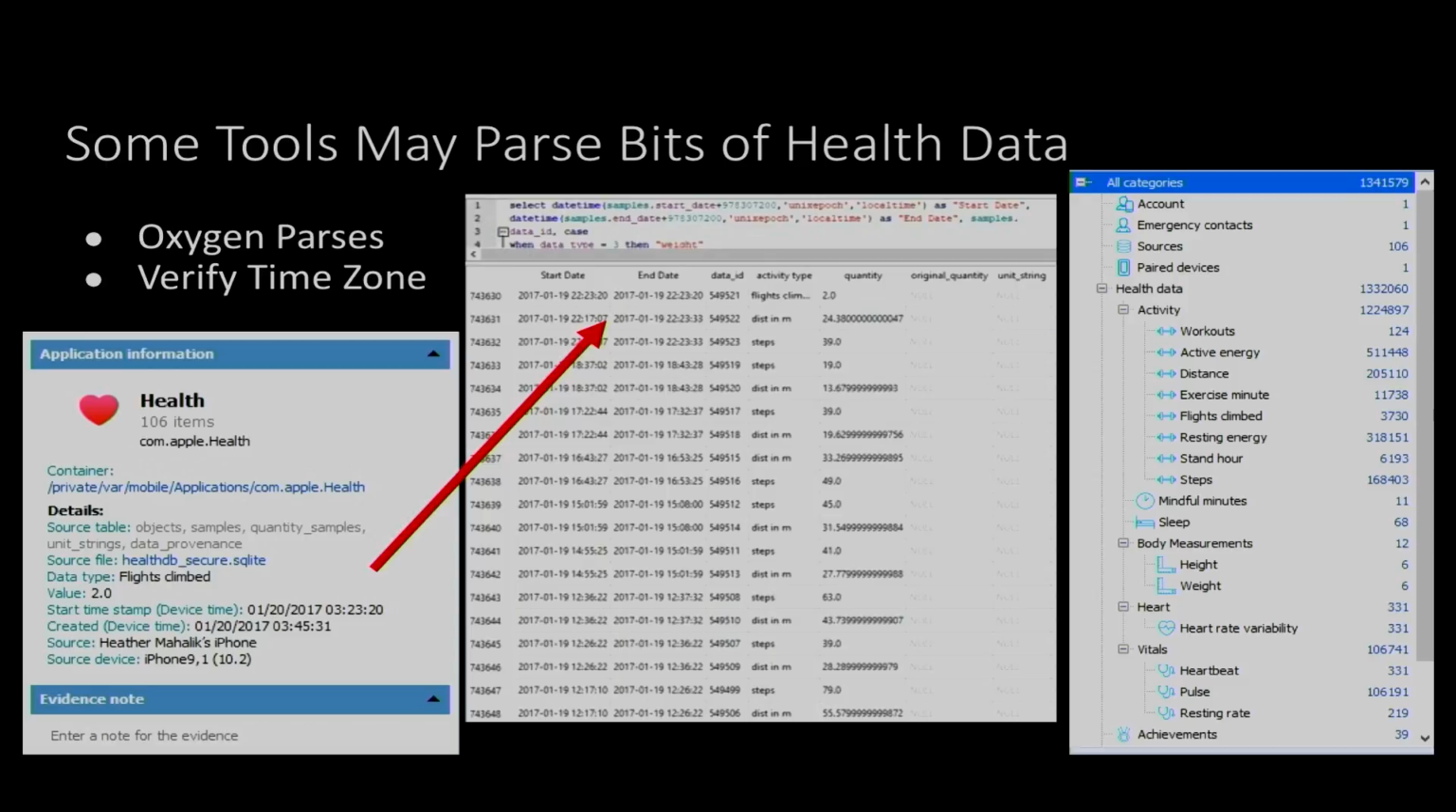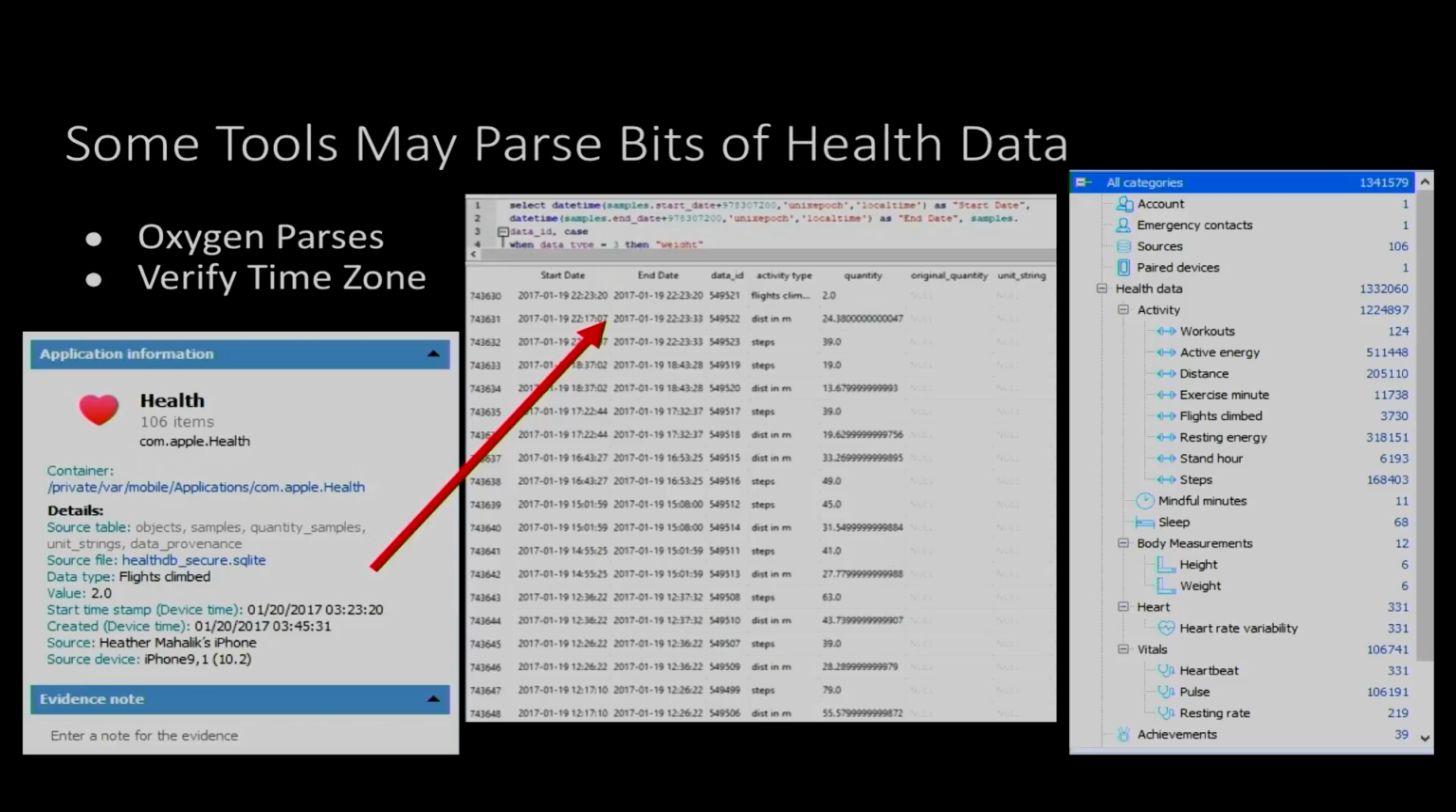So here we can see 2 flights climbed in my health secure database, and that may not seem like a lot of flights climbed, but I was 40 weeks pregnant trying to walk that baby out of my system before I was forced to have her the next morning. So you can see I have 2 flights climbed. What is incorrect here? Time zone. It's just UTC versus local time. The query we wrote, we said show us in local time versus UTC. So if you're not sure about your tool, just make sure you validate it.